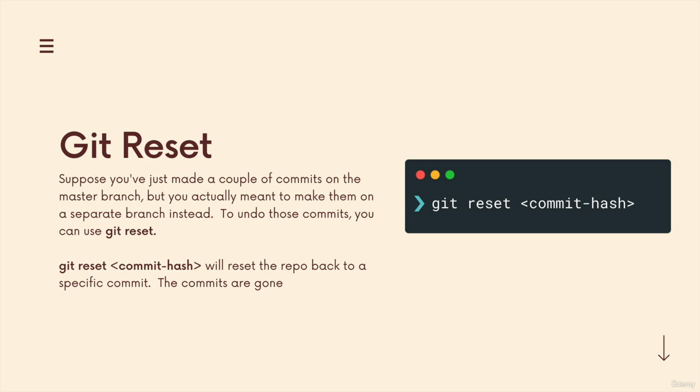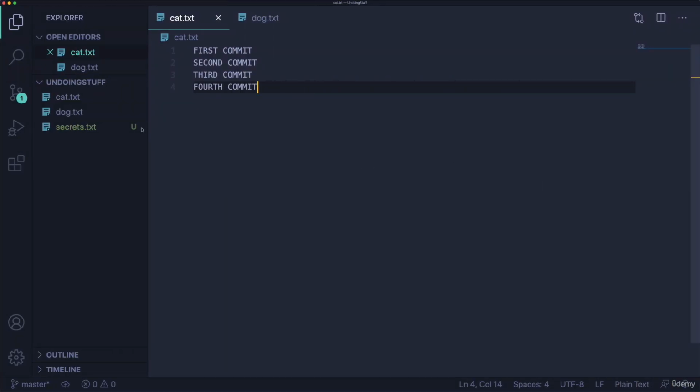And there's 2 flavors, 2 varieties I'll show you. There's regular reset and then a hard reset. We're going to start with, I guess, the plain old regular reset. I don't know if anyone calls it that, but that's what I'll call it. Plain reset looks like this: git reset and then a commit hash. And this will reset our repository back to whatever that commit hash is. Let me demonstrate this with our really boring cat dog first, second, third, fourth commit.